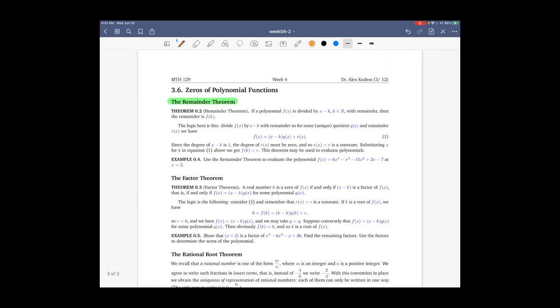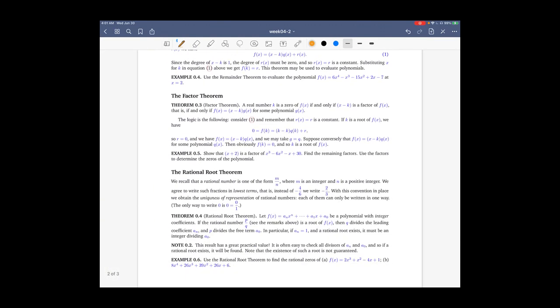All right, that was the remainder theorem. The next important result is the factor theorem, which states the following. A real number k is a zero or root of the polynomial f if and only if the linear polynomial x minus k is a factor of f, meaning that f can be written as x minus k times some other polynomial g.